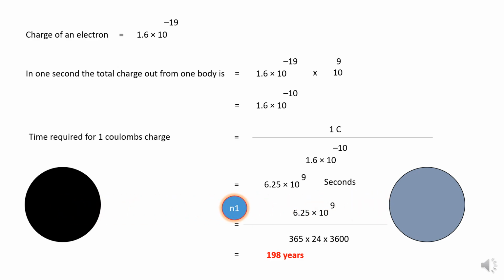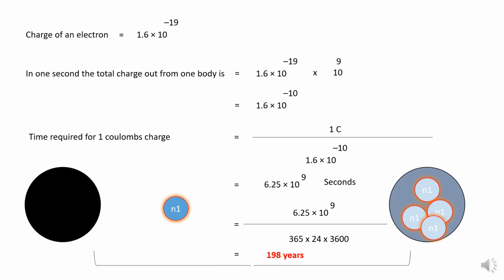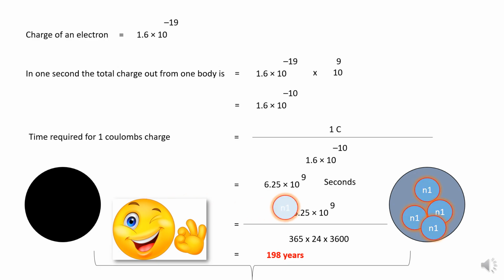What did we do, students? We considered the charge of 1 electron. How many electrons are flowing? 10 raised to 9. We multiplied with 10 raised to 9 and got the total charge. Now to reach 1 coulomb charge, how much time is required? That was the question. So 1 coulomb divided by 1.6 into 10 raised to minus 10. We got approximately 198 years. After this, it will be declared 1 coulomb. This is a good example to understand the coulomb.